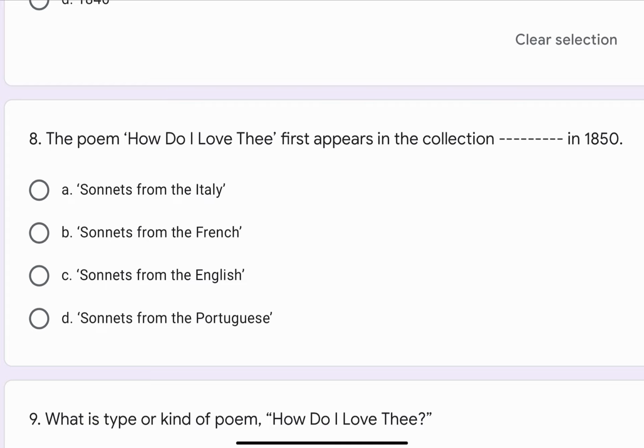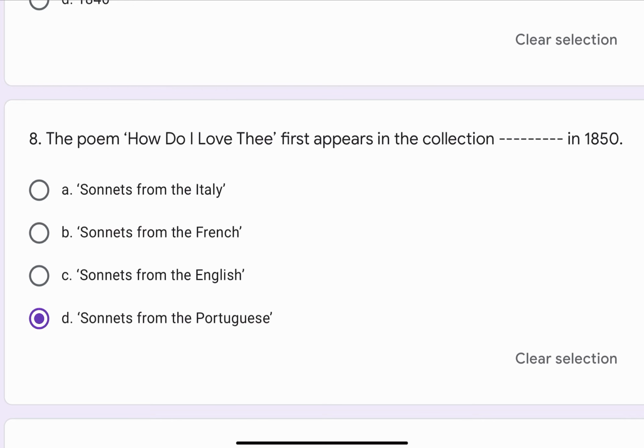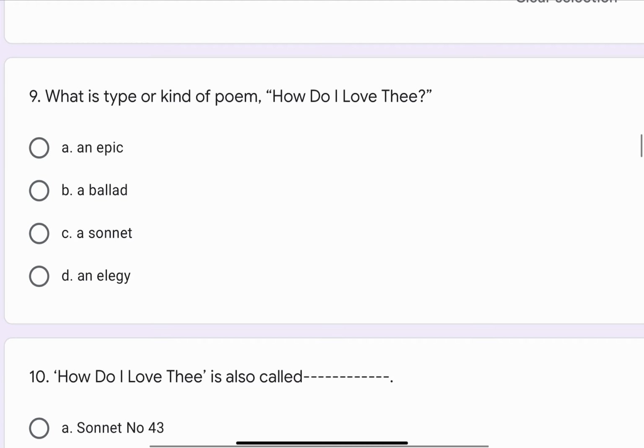Question number 8. The poem How Do I Love Thee first appears in the collection dash dash in 1850. Options are A. Sonnets from the Italy, B. Sonnets from the French, C. Sonnets from the English, or D. Sonnets from the Portuguese. Correct option is D. Sonnets from the Portuguese.